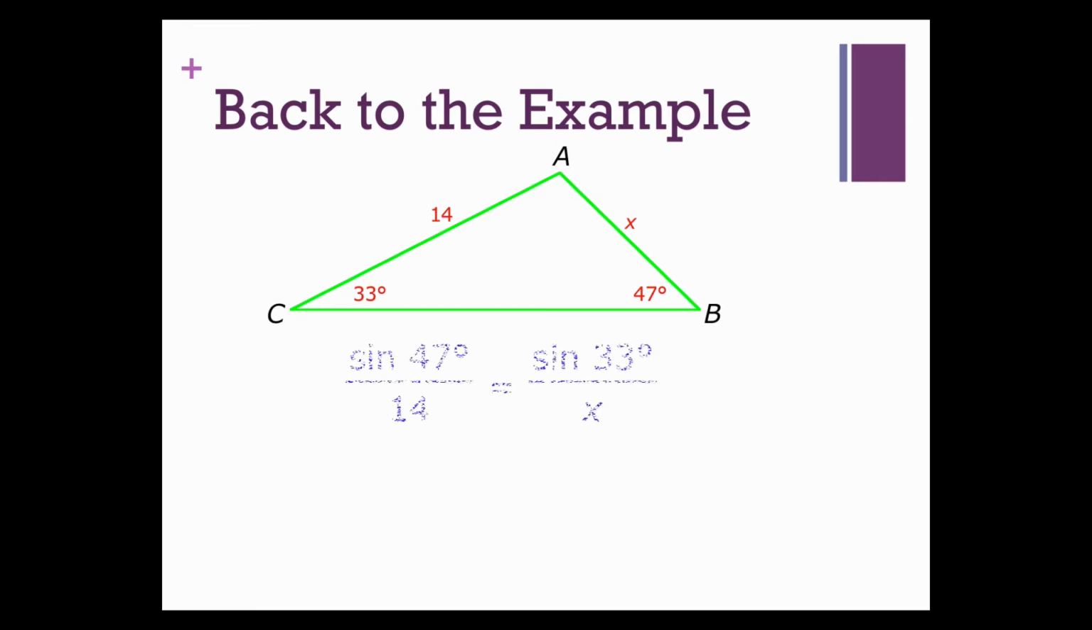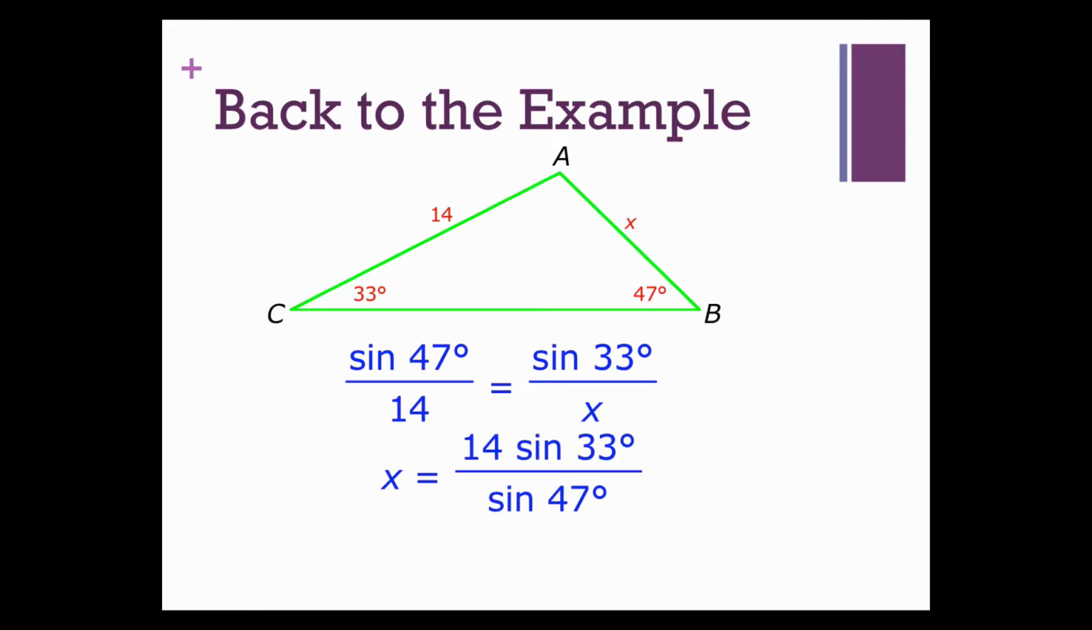First things first, set up the proportion. How'd you solve that, Nick? Cross multiply. Beautiful. X times sine 47 equals 14 times the sine of 33. Get x by itself by dividing. Notice I didn't take any approximations until the very end when I plug that monster into my calculator and get 10.4, what'd you say, 10.43?